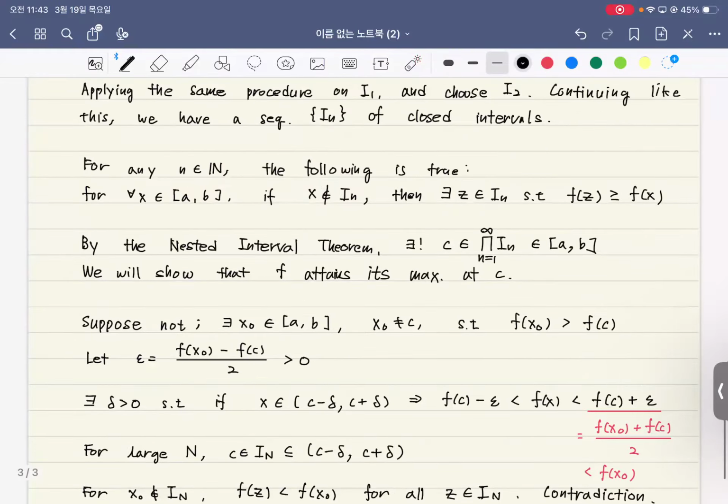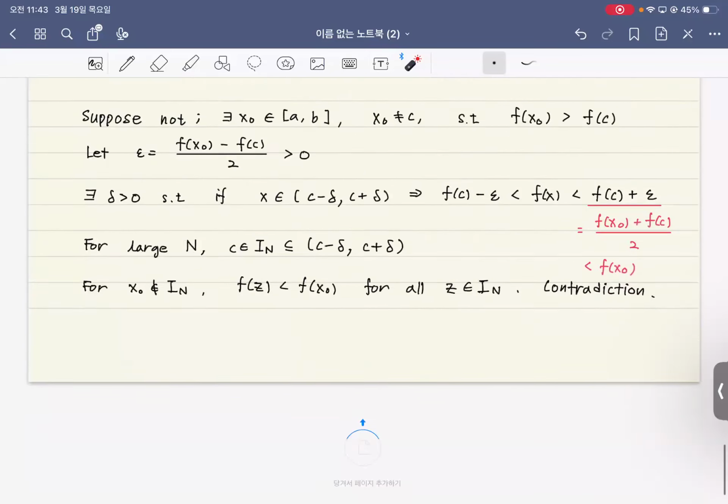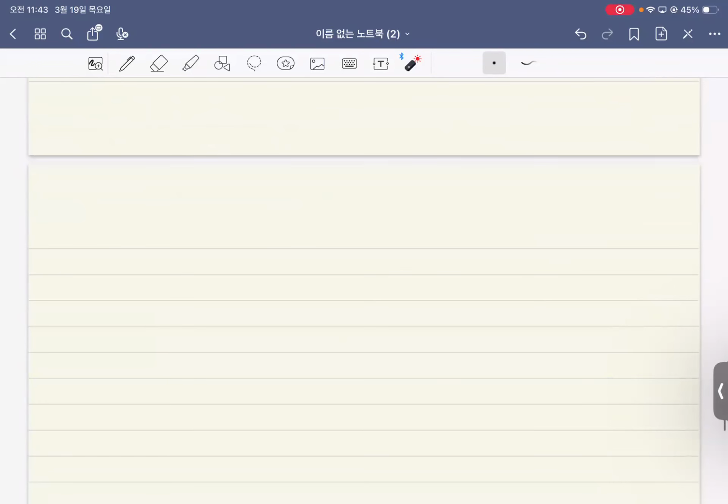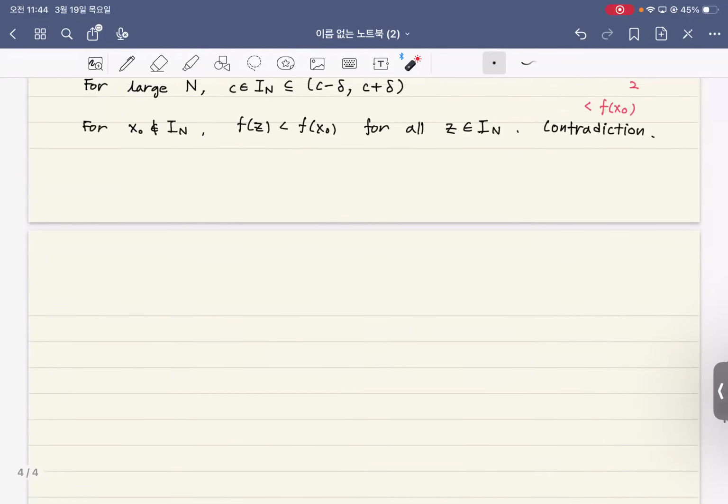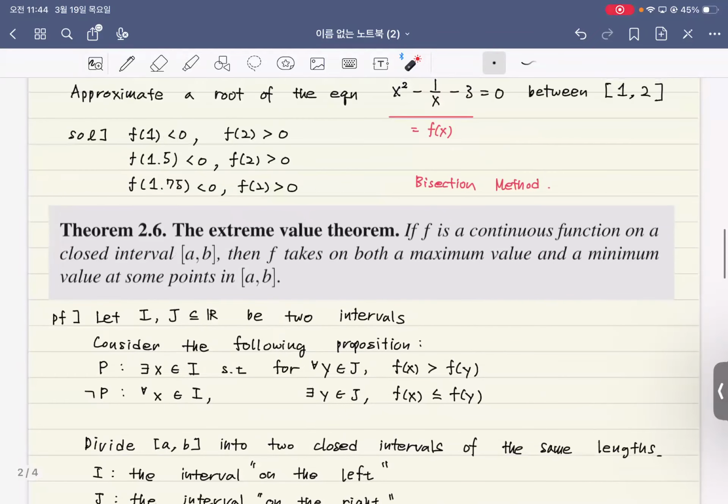All right. So therefore, this point must be the maximum point of the function. Okay, great. And this proves the extreme value theorem. Technically, we have proved that f attains its maximum on this interval, and I haven't talked about the minimum, but you can apply a similar trick, and you can also prove that there is a minimum on this interval. So I'm going to leave that proof.